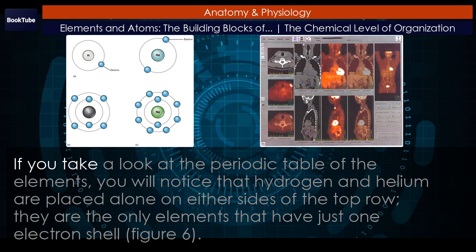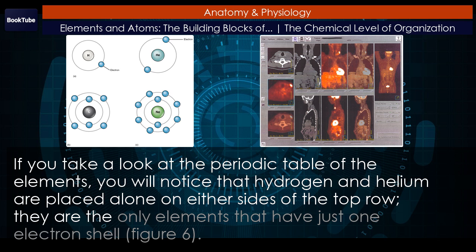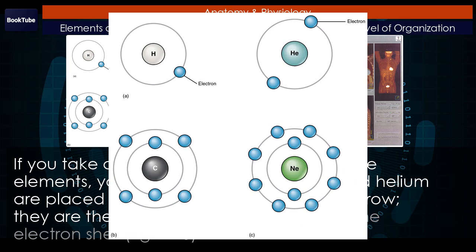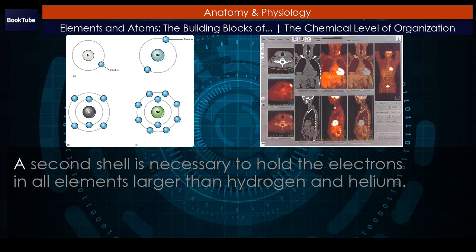If you take a look at the periodic table of the elements, you will notice that hydrogen and helium are placed alone on either side of the top row. They are the only elements that have just 1 electron shell. A second shell is necessary to hold the electrons in all elements larger than hydrogen and helium.